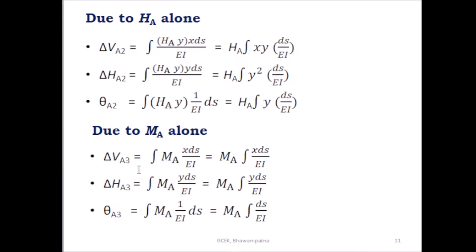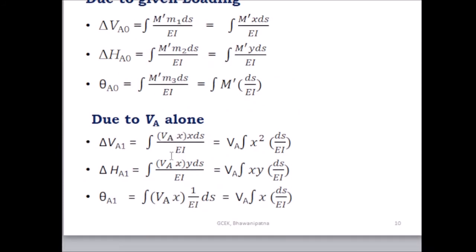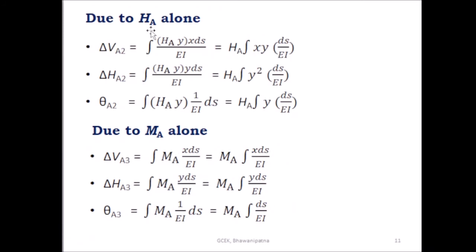So what is delta VA3? The delta VA3 is equal to integration MA into x ds by EI, MA integration x ds by EI. So delta HA3 is equal to integration MA y ds by EI, is equal to MA integration y ds by EI. Then theta A3 is equal to integration MA 1 by EI ds, is equal to MA integration ds by EI. These are the displacements due to the given loading, and this is due to VA alone, this is due to HA alone, and this is due to MA alone.